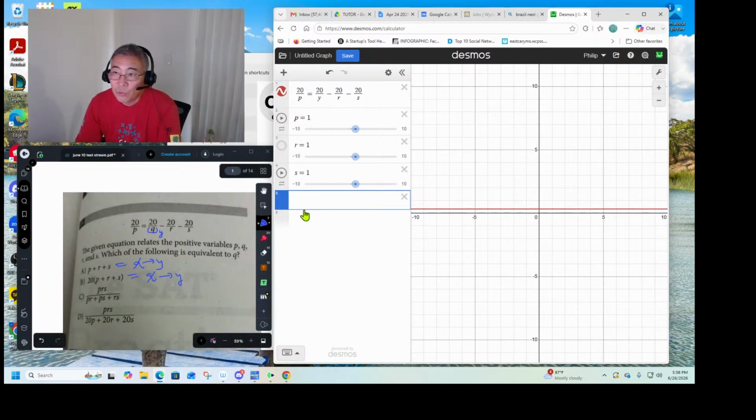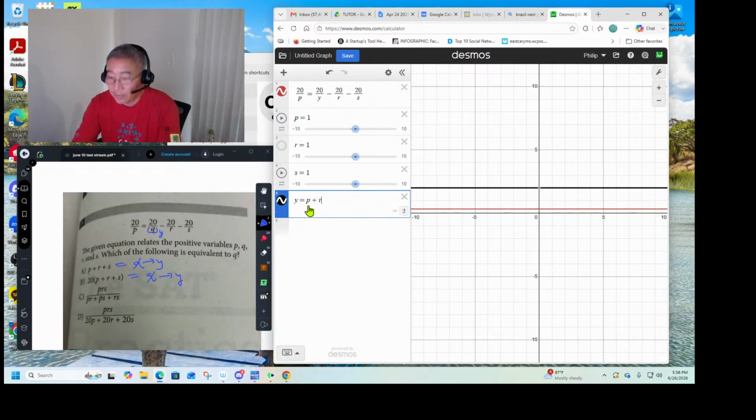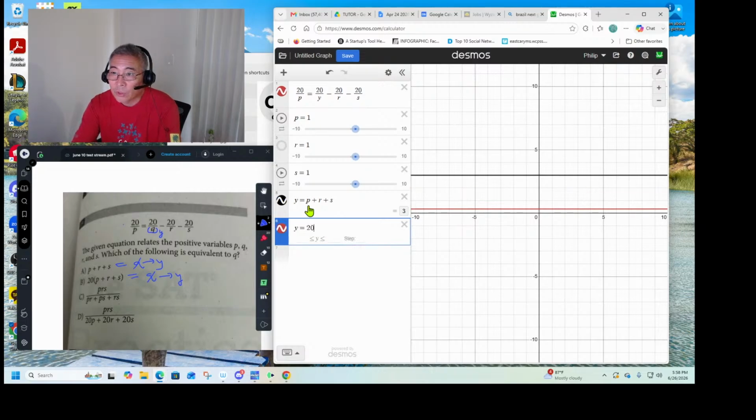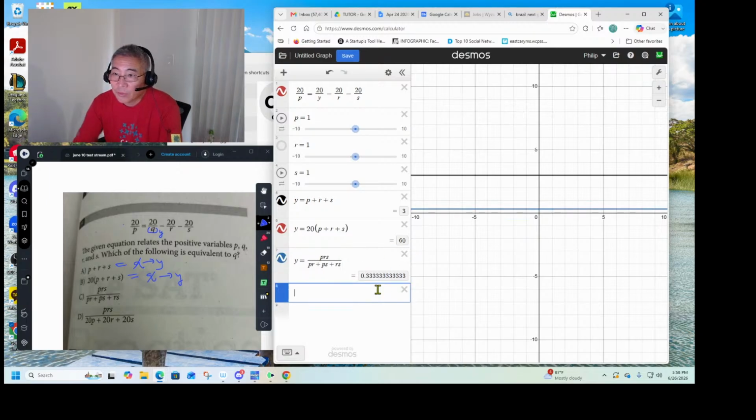And then I'm going to type in each one of these options with y equals p plus r plus s. Next one is y equals 20 times p plus r plus s. And next one is PRS divided by PR plus PS plus RS. And last one is PRS divided by 20P plus 20R plus 20S. Okay.